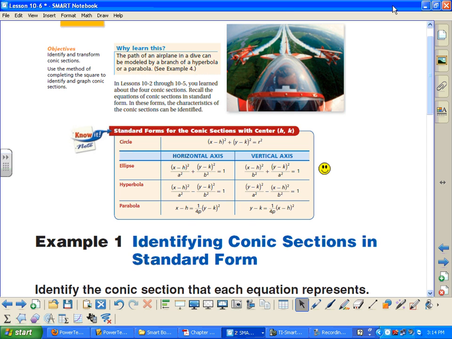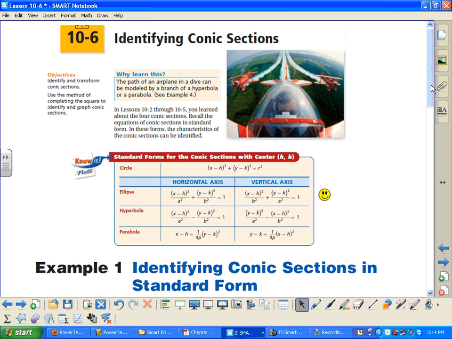Okay, so we're going to talk about lesson 10.6, identifying conic sections. In the last 4 lessons, we've talked about the other 4 conic sections, circles, which we have centered at the point (h, k). So we have (x minus h) quantity squared plus (y minus k) quantity squared equals the radius squared. So always with a circle, it's going to show the radius squared.